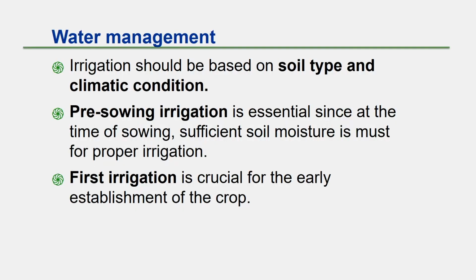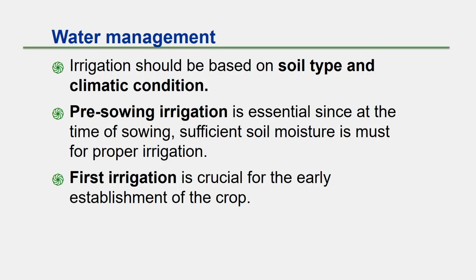Now, we go to water management, and water management is also important. Basically, this crop can tolerate water stress up to some extent. It can tolerate salinity, but normally it does not tolerate waterlogging. Whenever dry conditions are there, one needs to apply irrigation. Irrigation should be based on soil type and climatic conditions.